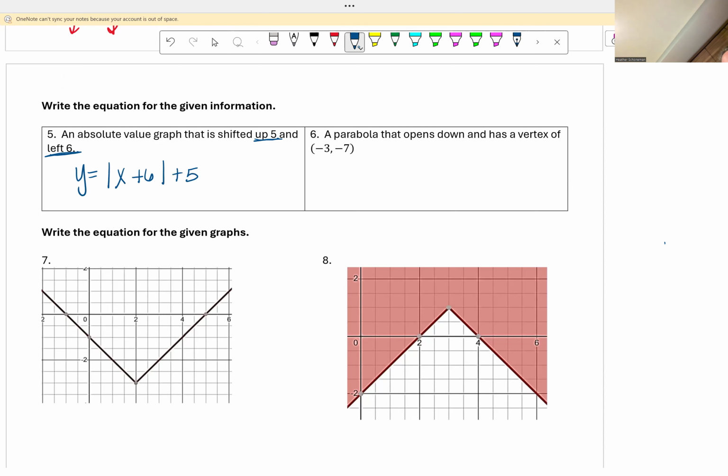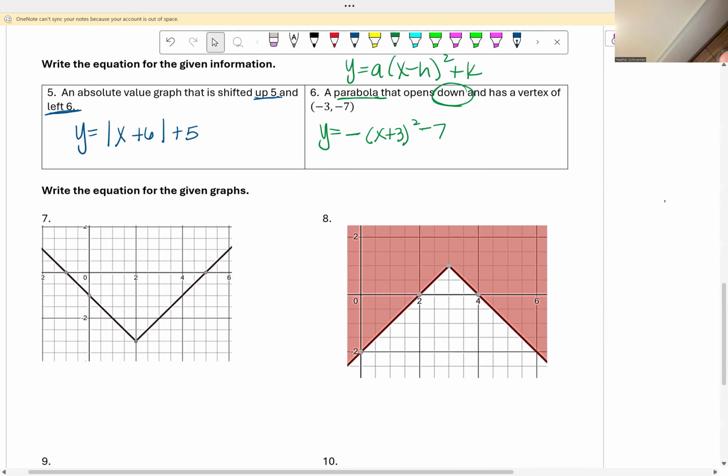So this is +5. Now this one said it's a parabola. So remember, for a parabola, we have vertex form. So when I write that equation, I'm going to have y equals, there's no vertical stretch or shrink. Oh, but look what it does say. It opens down. So because it opens down, we have to have a negative in front. And then this is going to be x plus 3 squared, and then minus 7.